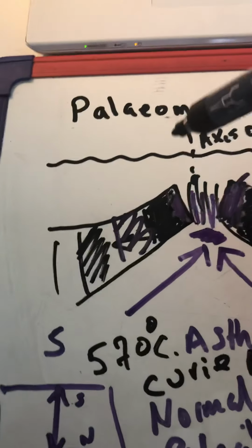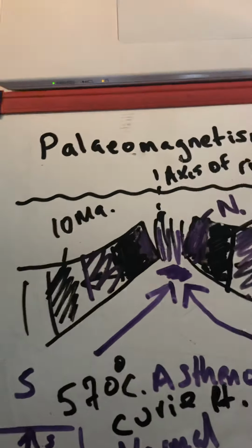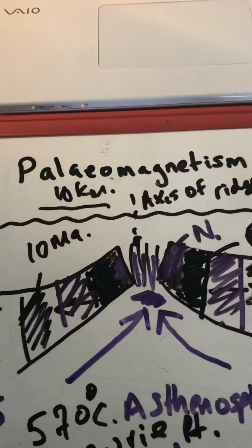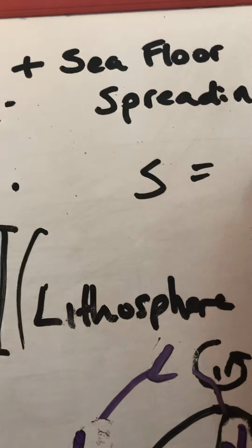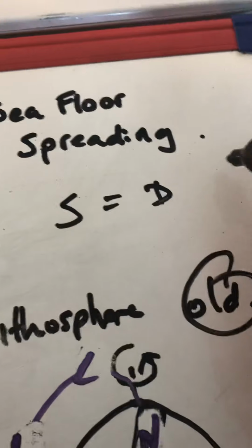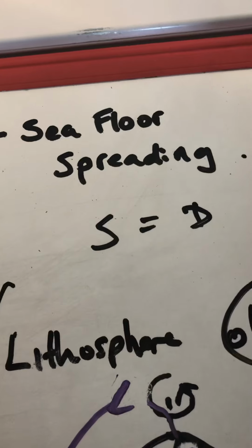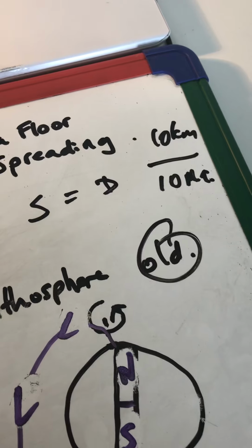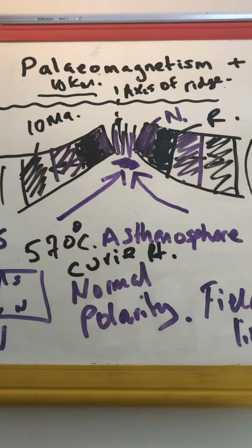Now, if we know the age, say 10 million years, 10 mega annums, and we know that distance is, say, 10 kilometers, we can use speed equals distance over time to work out how fast the spreading rate would be. So if we use that formula, we know the distance is 10 kilometers, divided by 10 million years, so we know that in 1 million years it's moved a kilometer. So it's pretty simple. We can work out the spreading rate of seafloor spreading if we know the magnetic stripes.